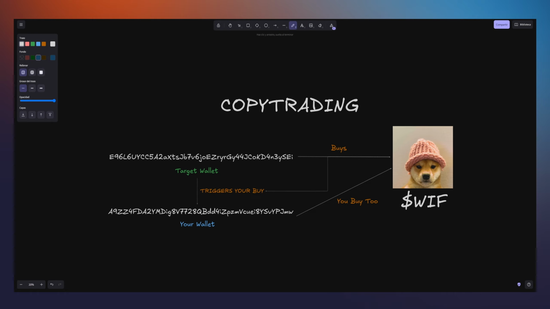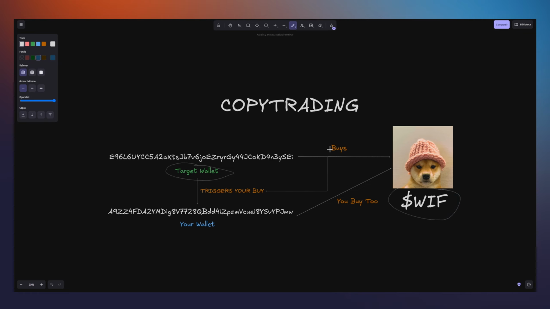Alright, now that you know how the Solana blockchain works, you might be wondering what copy trading is. Well, copy trading means you are going to mirror a wallet. Therefore, you're going to do the same thing the wallet does. For example, let's say this wallet is your target wallet that you are copy trading. Let's say that this wallet purchases dog with hat.